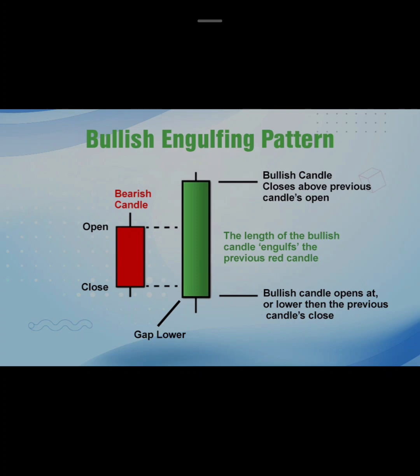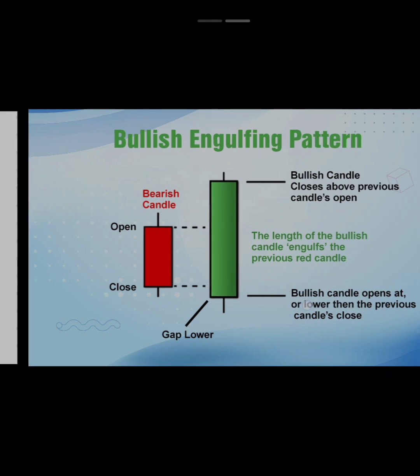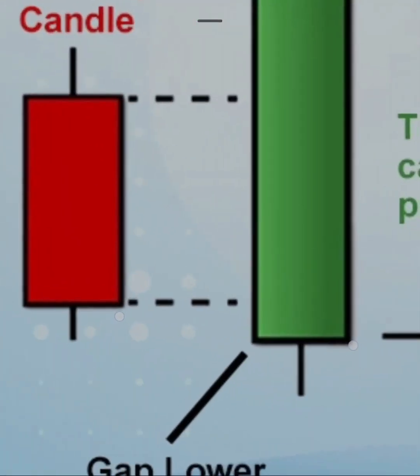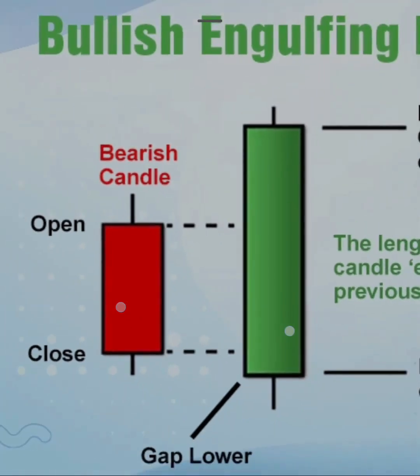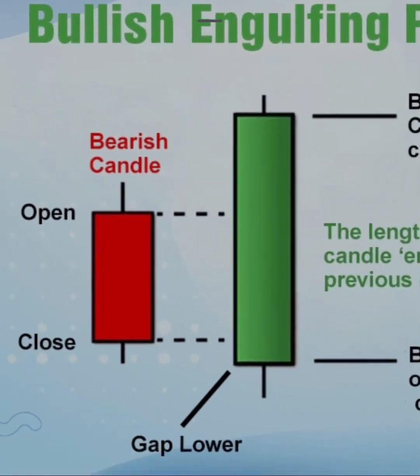They are showing you the open and the close of the candle, which is shown when the candle appears in the market. So here the green candle is bigger than the red candle.